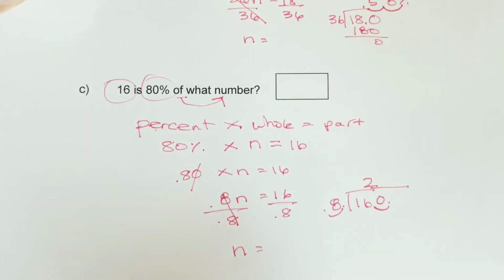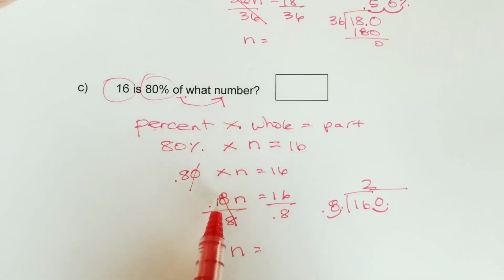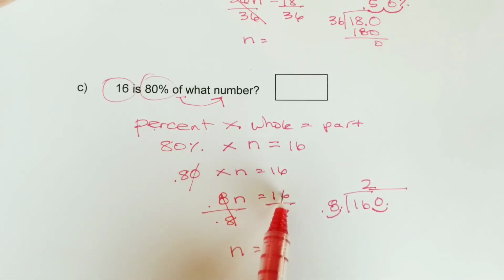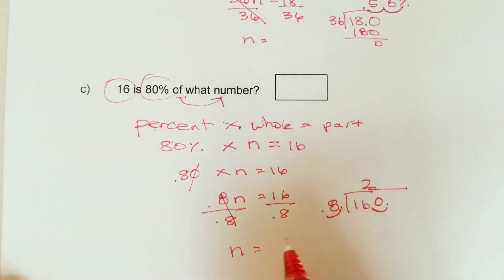Whoops, I started writing below what you could see. So I'm going to pick up where I left off. So I had 0.8N equals 16. And I need to solve for N. So I will divide by 0.8 on both sides, so I can isolate N. N equals, well, 16 divided by 0.8. And then we're going to divide that.